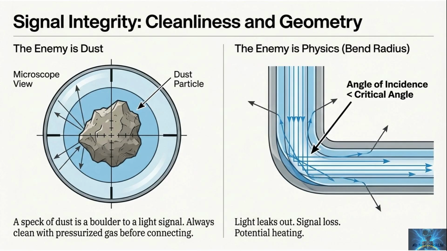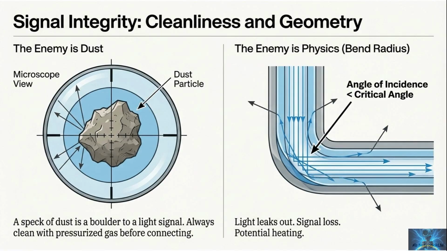Signal integrity, cleanliness, and geometry. Two enemies dominate day-to-day reliability: dust and bend radius. Dust is catastrophic at fiber scale. A speck that looks harmless to your eye can block or scatter a significant portion of the light. Treat every connector end face like an optical lens. Clean before every connection. The second enemy is bending.